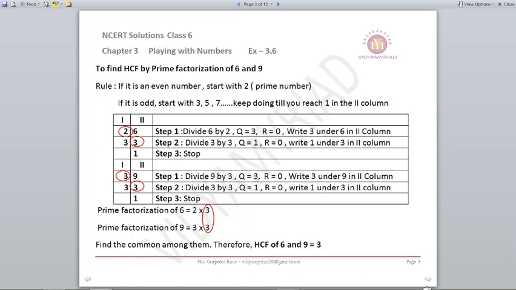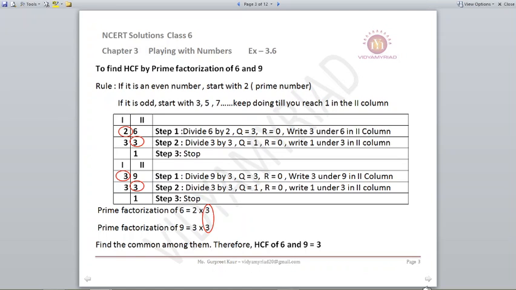What are the two numbers? 2 and 3, it is 2 multiplied by 3. Prime factorization of 9, just look at the first column, there are two 3's, 3 into 3, that way we will write it, and among this find the common in both. What is common here? Only 3. So HCF of 6 and 9 is 3.